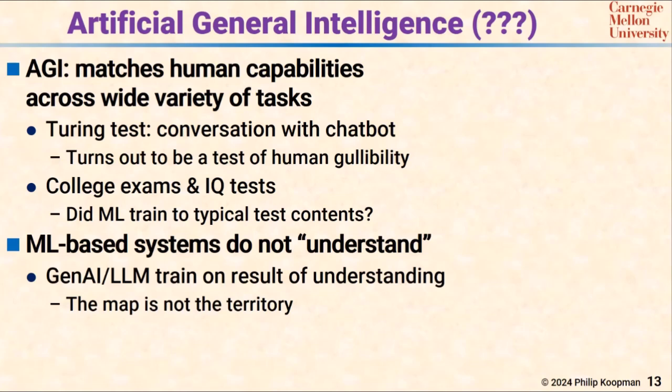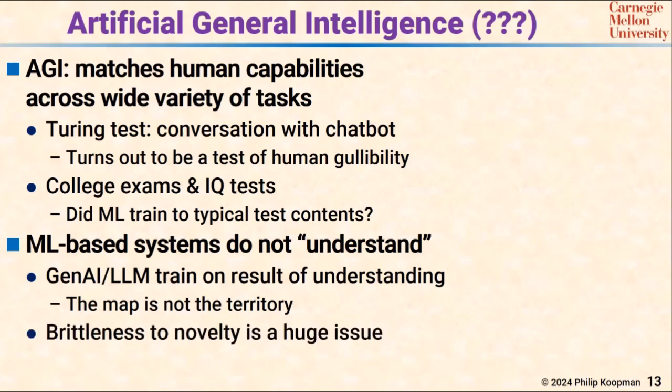Machine learning-based systems do not understand. That's what's important. They don't understand. They train on the results of understanding, not the same as understanding. The map is not the territory. Memorizing a map is not the same as an ability to go out, look at a territory, and draw a map. Looking at a bunch of territories and looking at a bunch of maps and saying, well, I bet the map for this territory is the same as all those others, is a nice shortcut, but it's not the same as actually understanding the territory.